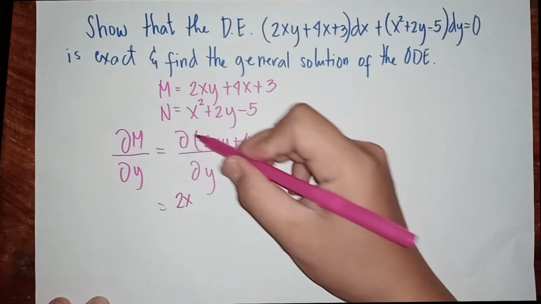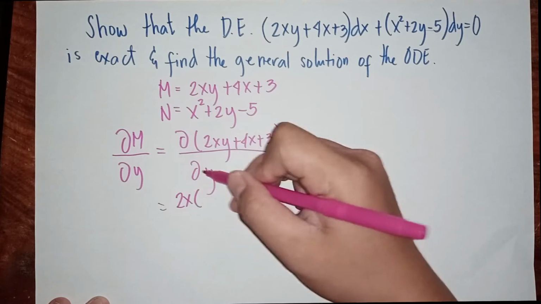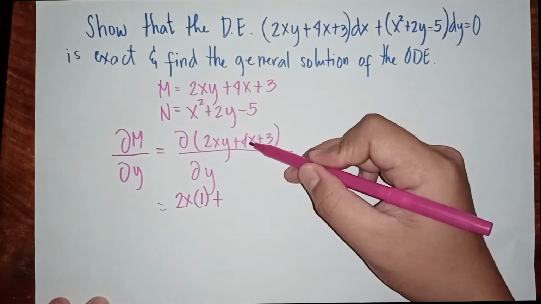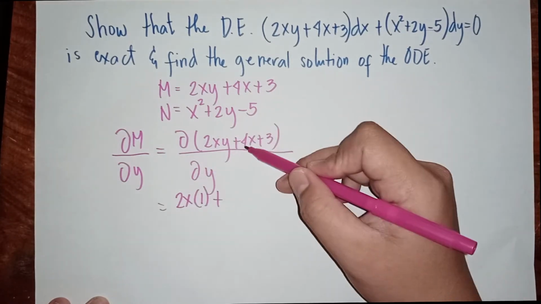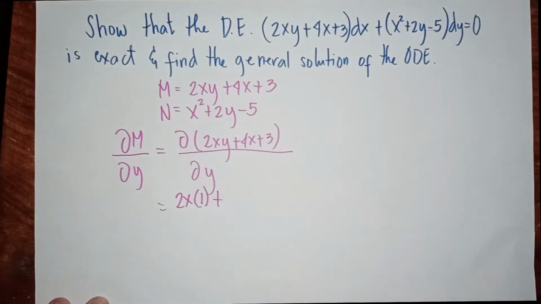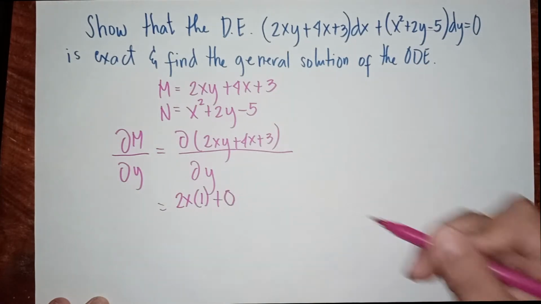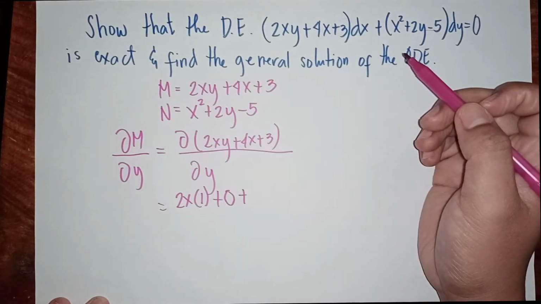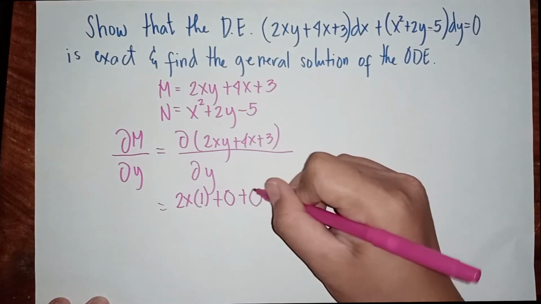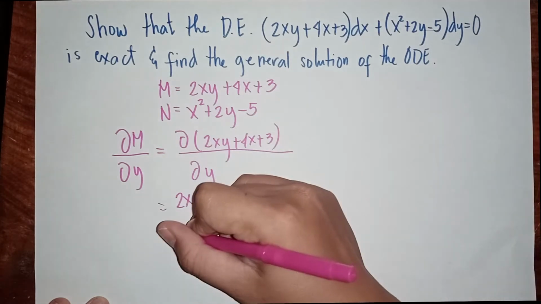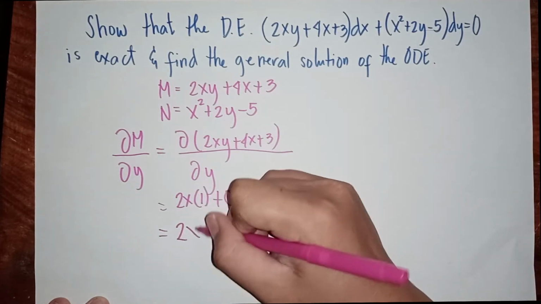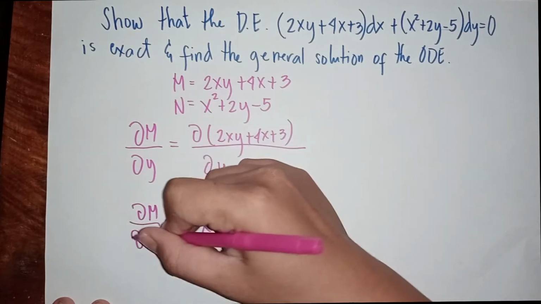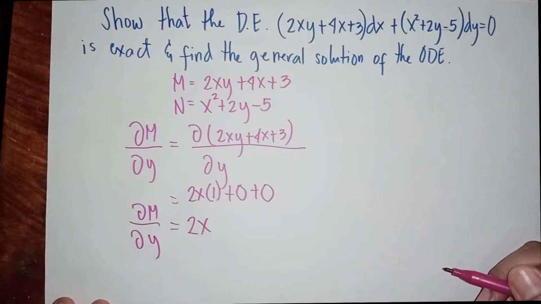Therefore, for the partial derivative of 2xy, since 2 and x are constant, we factor that out. Then the partial derivative of y with respect to y is 1, plus the partial derivative of 4x with respect to y; since 4 and x are constant, the derivative of a constant is 0, plus the derivative of 3 with respect to y, which is also 0. By simplifying, this is equal to 2x. So the partial derivative of M with respect to y is equal to 2x.